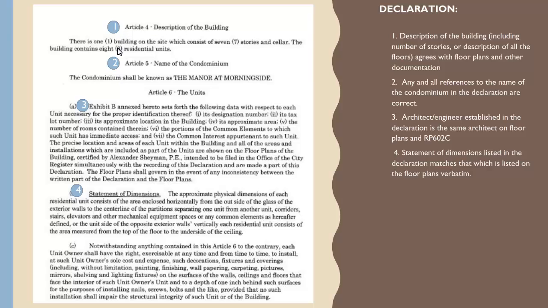Part 2. Any and all references to the name of the condominium in the declaration are correct. Part 3. The architect or engineer established in the declaration is the same architect on the floor plans and the RP 602C. Part 4. Statement of dimensions listed in the declaration matches that which is listed on the floor plans verbatim.